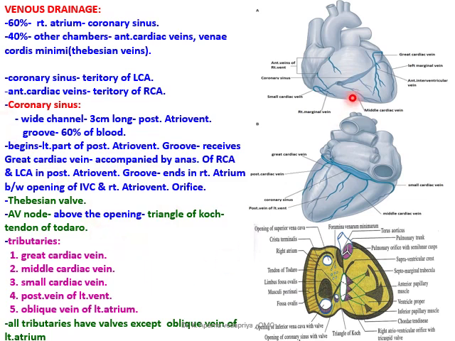So the tributaries of the coronary sinus are the great cardiac vein, the middle cardiac vein, the small cardiac vein, and the posterior vein of the left ventricle, and the oblique vein of the left atrium. So all these form the tributaries of the coronary sinus. All tributaries have valves except the oblique vein of the left atrium, which represents the remnant of the left duct of Cuvier.